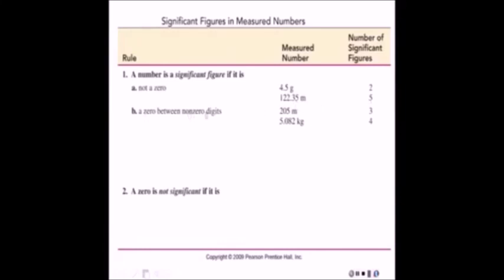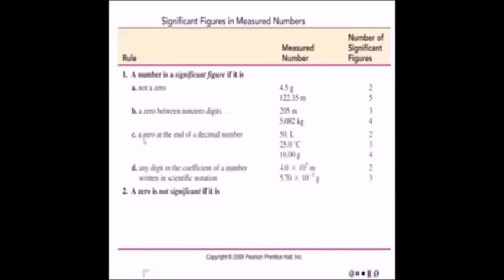If a 0 is between non-zero digits, like you see here, the 0 is considered to be a measurement as well. So that's 3 significant figures, and that's 4 significant figures. So these are obvious. And if that is not so obvious, a 0 at the end of a decimal: if there's a decimal point in a number, like you see here, those zeros are going to be significant. So here, 50 liters would be 2 significant figures. And what this means is 50, not 51. 25.0, 3 significant figures. This means 25.0, not 25.1. So if you have a decimal point in a number and it has zeros, those zeros will be significant.